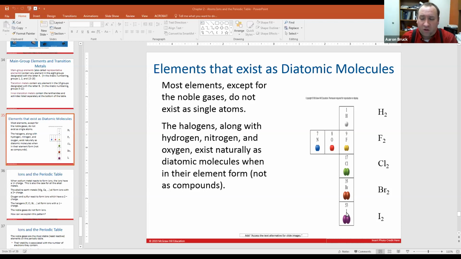So again, if you're looking at your periodic table, you may want to highlight hydrogen and the 6 elements here that form a 7 on the right-hand side of the periodic table next to the noble gases. These are your diatomic elements.